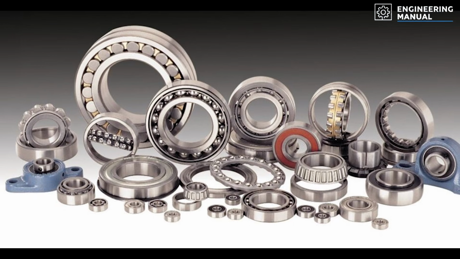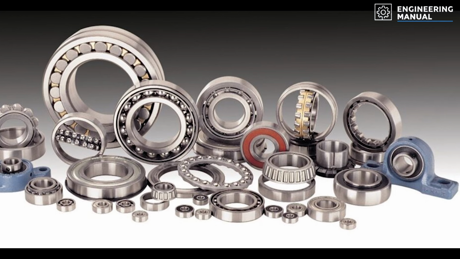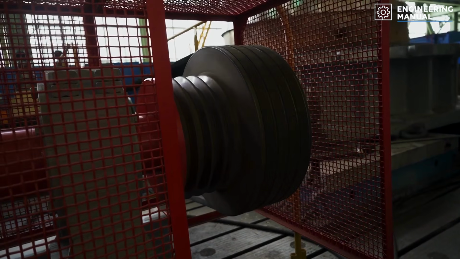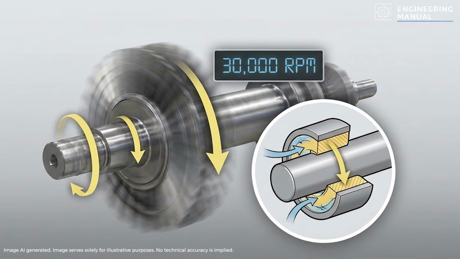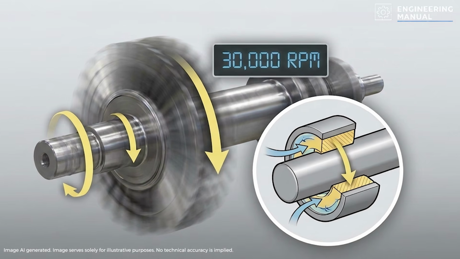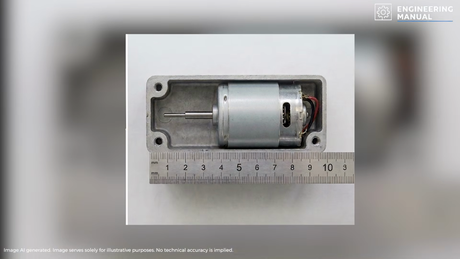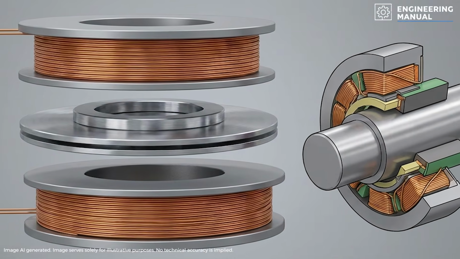That same question has produced some of the most sophisticated components ever developed, because every machine asks it under different conditions. What if the shaft spins at 30,000 revolutions per minute? What if it carries several tons? What if there's almost no space available? What if friction becomes unacceptable? What if contact itself becomes the problem?